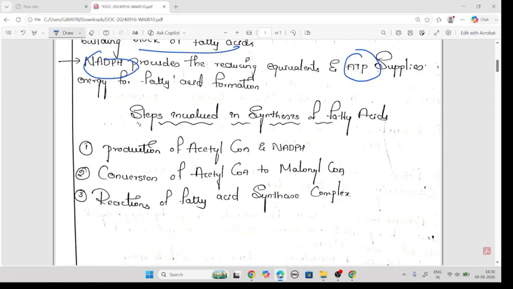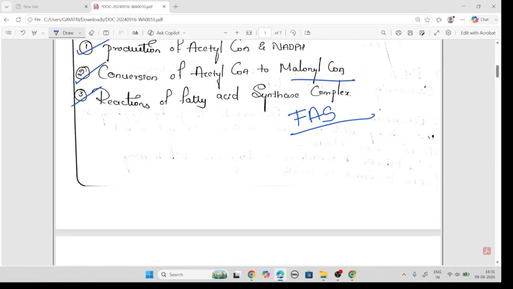Then what you have to remember majorly are the three steps, which carry more importance. First is the production of acetyl CoA and NADPH. Second is the conversion of acetyl CoA to malonyl CoA. Third is the reactions of the fatty acid synthase complex, the FAS complex. The entire reaction is carried out by this multifunctional enzyme.